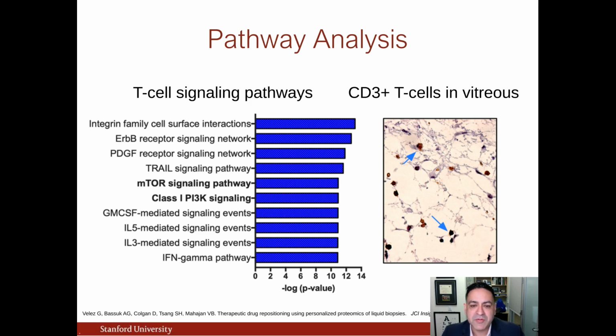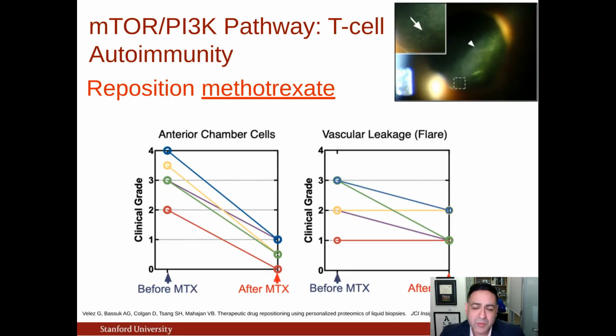We noticed two specific signaling pathways, the mTOR and the PI3 kinase signaling. And so we began to ask ourselves again, was there a therapeutic that we had on the shelf that we could reposition that might target these specific pathways? And what we identified was methotrexate. Now, we've been using methotrexate injections to treat lymphomas in human eyes. Methotrexate was known to target the mTOR PI3 kinase pathway.